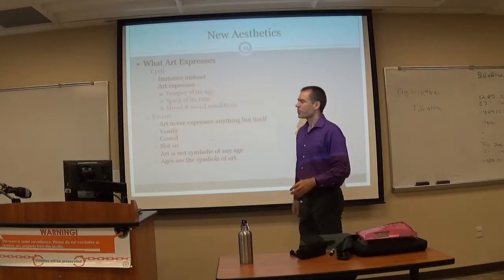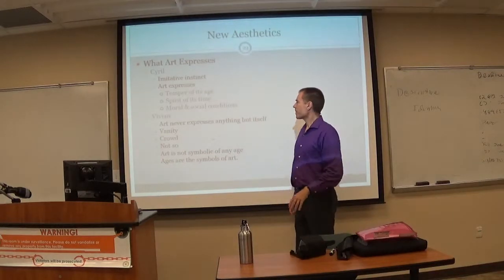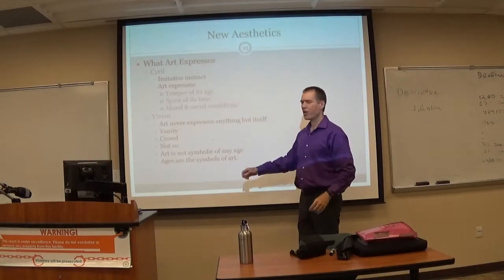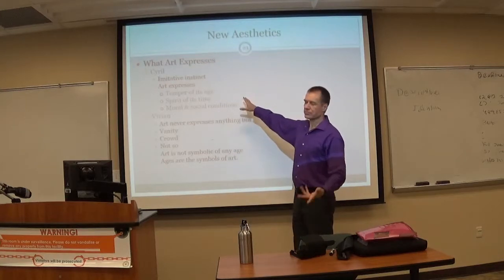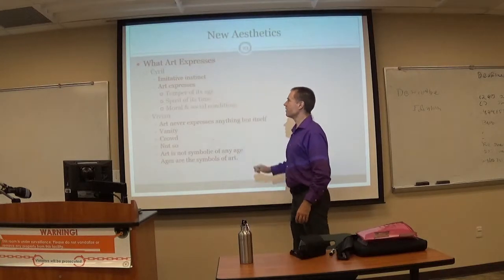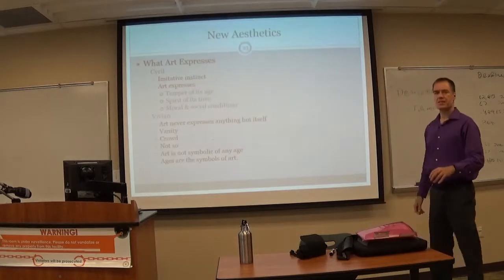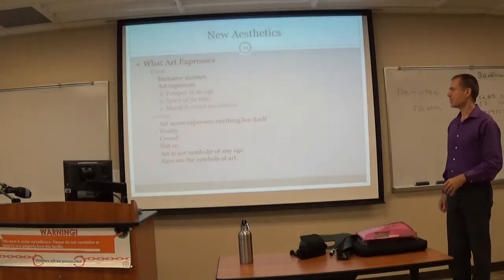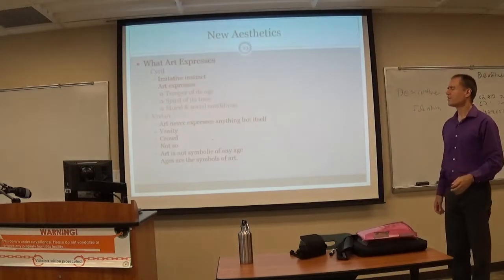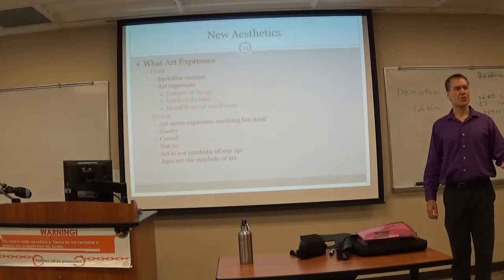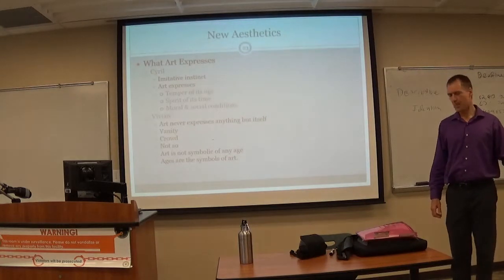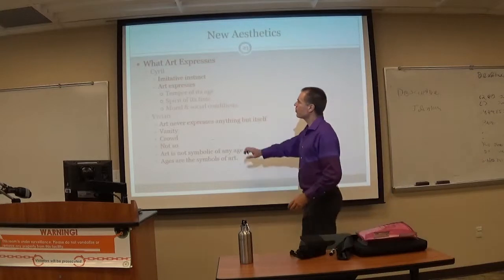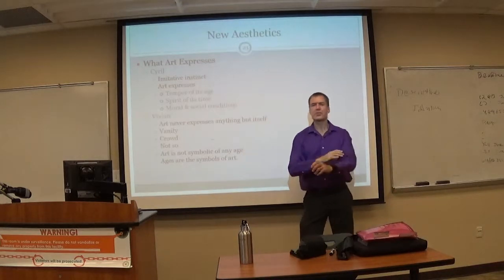Now, Cyril puts forth a fairly standard answer. Cyril claims that art expresses three things. Well, at least three things. First is the temper of its age, the second, the spirit of its time, and thirdly, the moral and social conditions under which it was created. Now, this view put forth by Cyril is a pretty stock view.